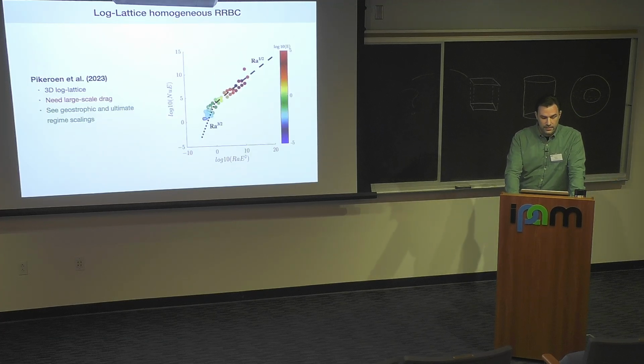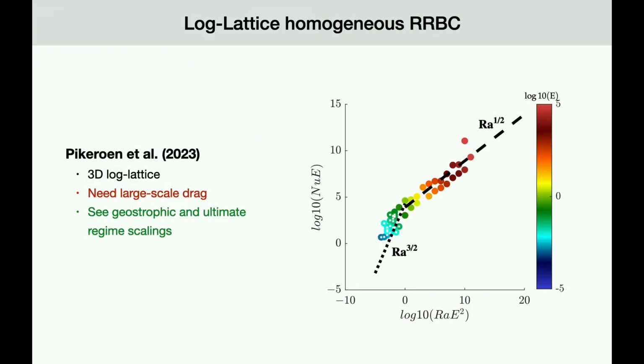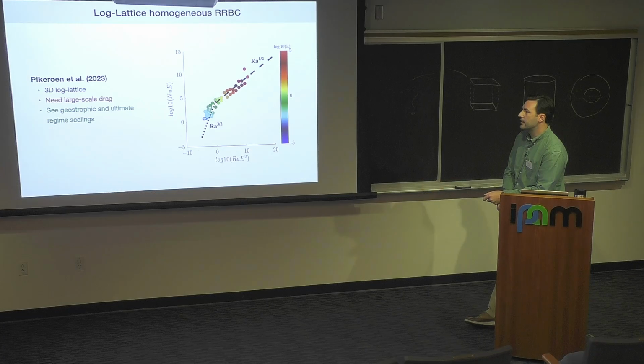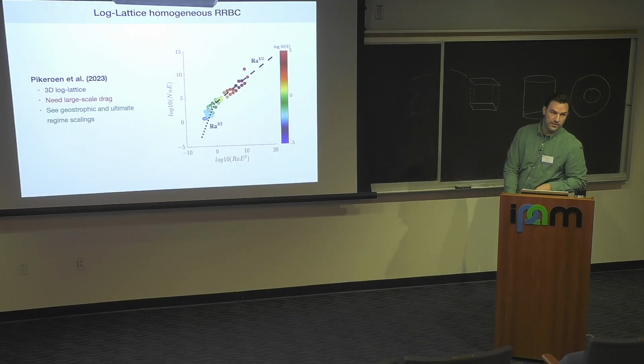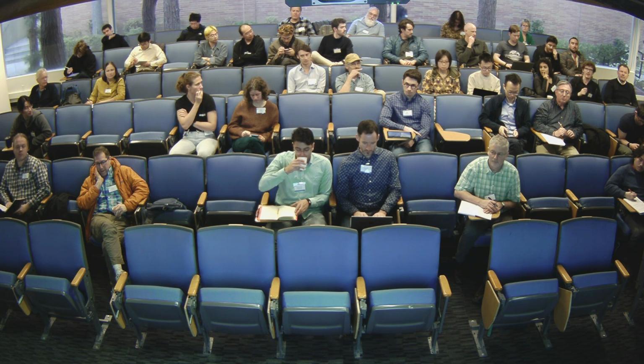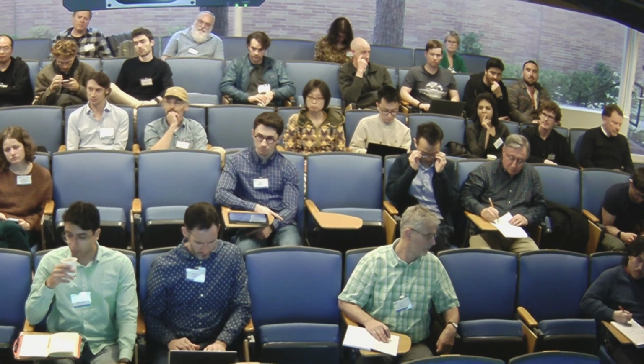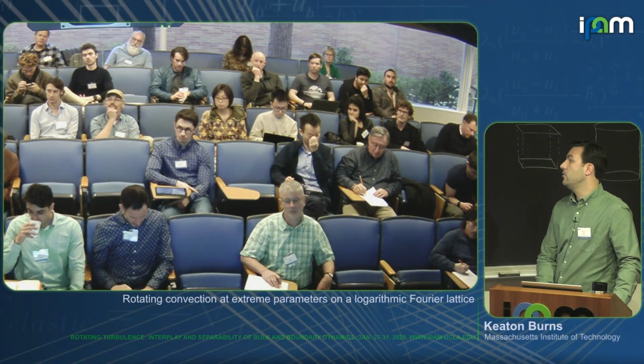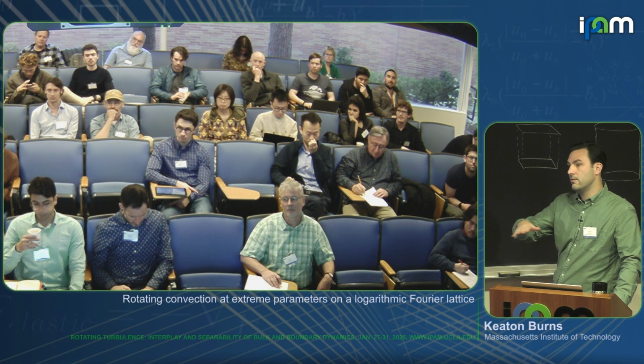More recently, they also did rotating turbulence, again in the homogeneous setting. And again, a 3D log lattice. I think they also used this golden mean for the lambda ratio. Again, they need a large-scale drag to equilibrate the solution, but then they see the geostrophic and ultimate regime scalings there. How do you... They claim to. Yeah. But if you have trouble going back to a physical grid, in what way is the Nusselt number calculated? The Nusselt number here, I think it's just using the means, right?